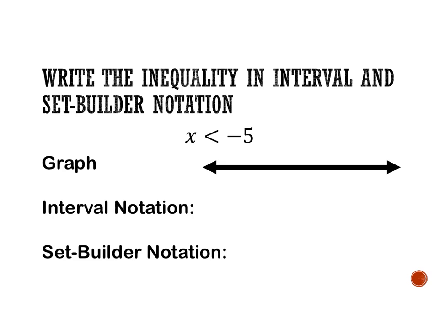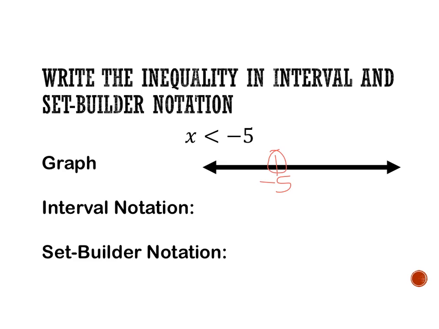Alright, another example here, and this time I'm going to write the inequality x is less than -5 in interval and set builder notation. And just like before, I'm going to start with my graph. First of all, I need to indicate -5 on my number line, and because there is no line, the or equal to, underneath my inequality, I have an open dot. That tells me that -5 is not included as a solution.